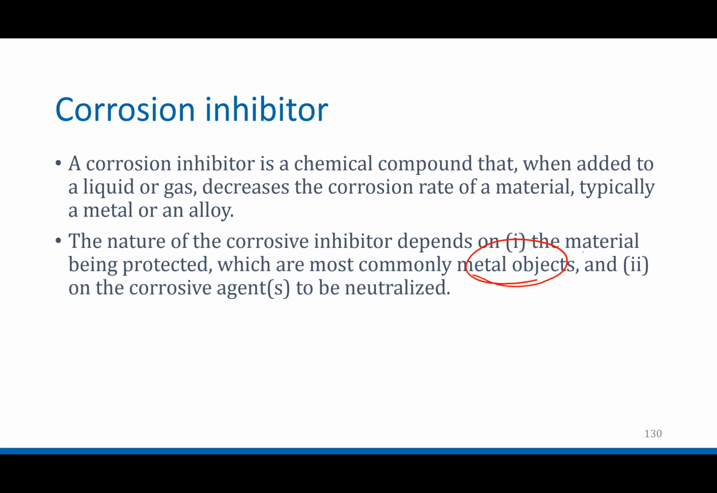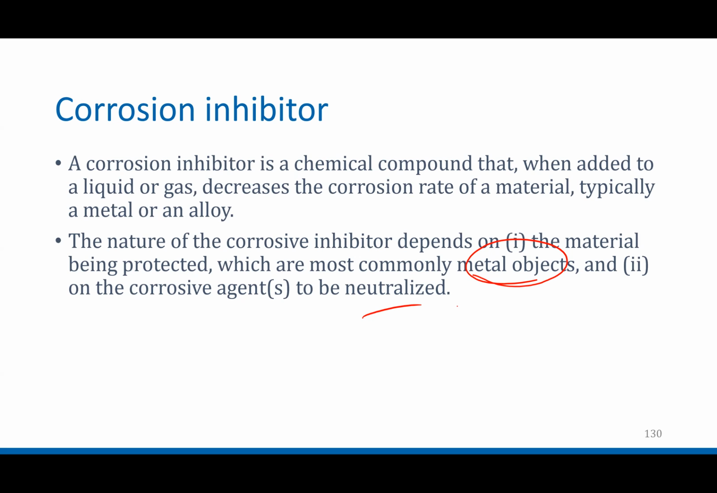Think about sweet or sour corrosion. This is corrosion that's happening in an acidic environment. So if you wanted to stop, for example, sour corrosion, you could neutralize or cancel the hydrogen sulfide acid by adding a base, typically a weak base.